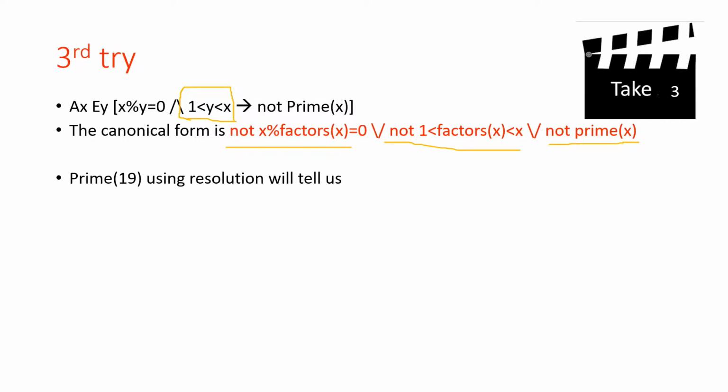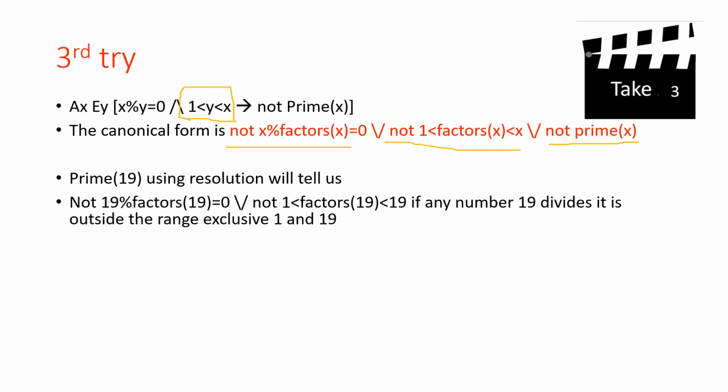So what about something like prime 19? It can match with this x equal 19, and it will tell me something like this, which means that there is no number between 2 and 18 that 19 divides. So this is perfect.